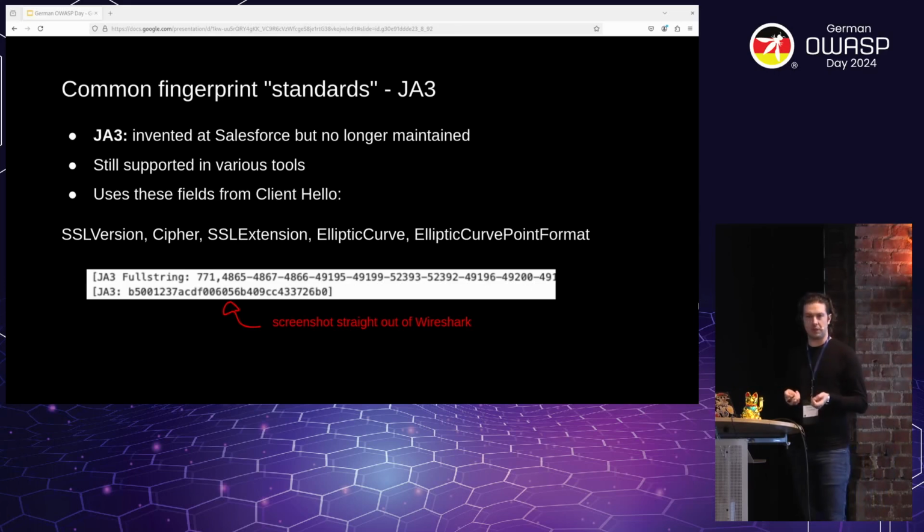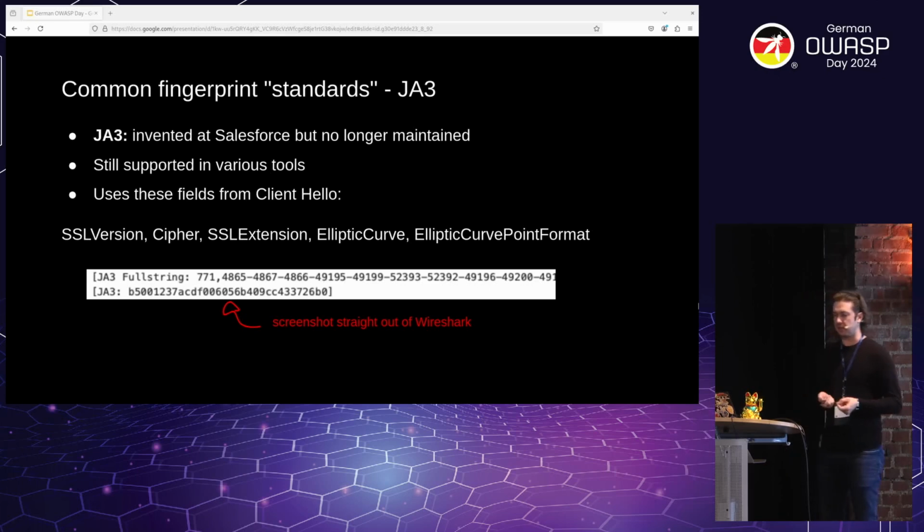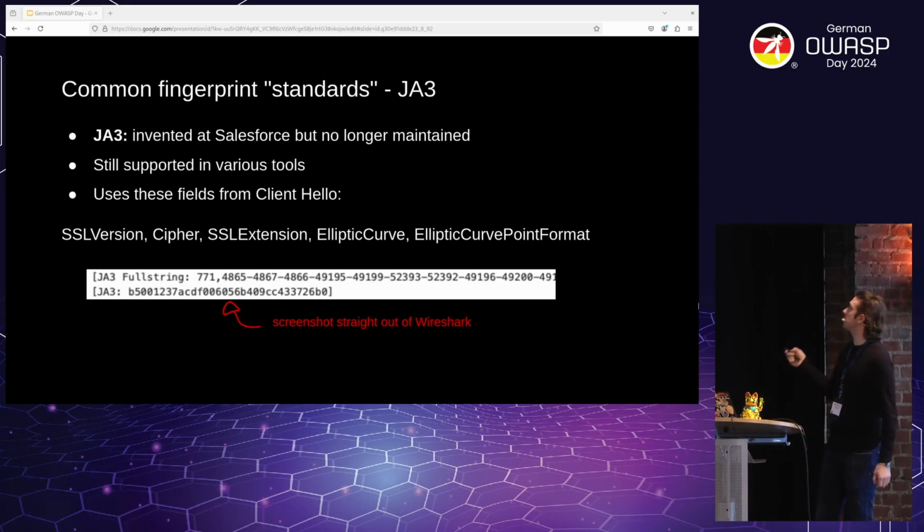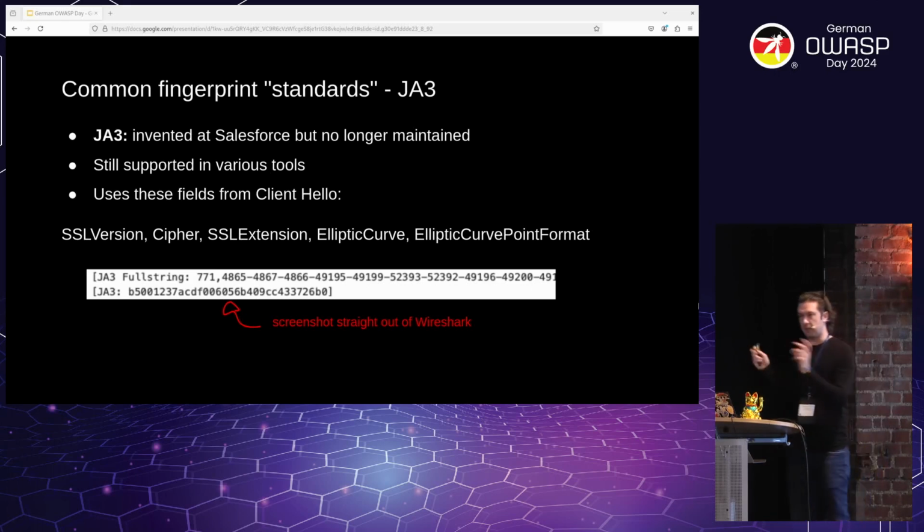One that is super common is JA3. This was developed at Salesforce. It's no longer supported or maintained in that sense, no longer being evolved, but it's supported by various tools. It uses fields from the client hello packet, like the one that I showed you before. These are all of the fields that go into such a fingerprint. They are taken directly from the client hello, so the byte values are taken as a decimal representation, concatenated, and then an MD5 hash over it. That's it.